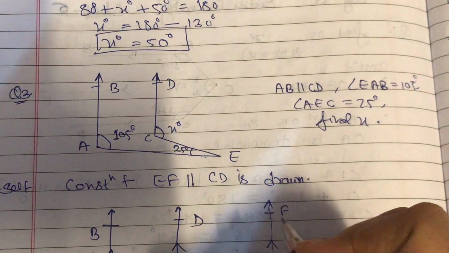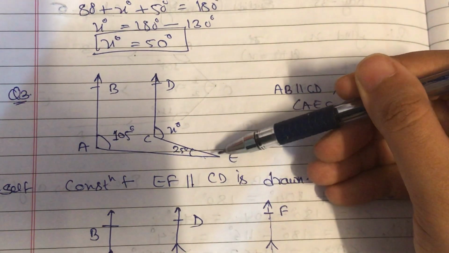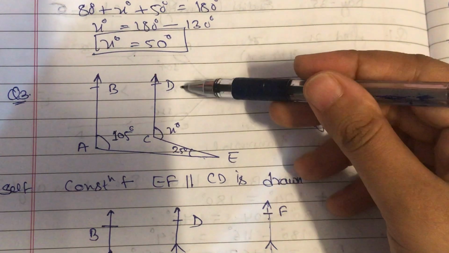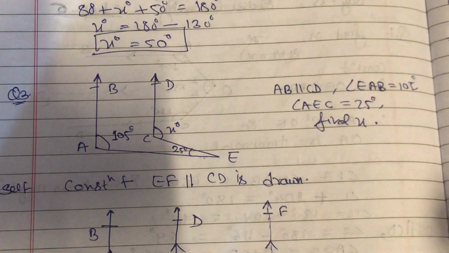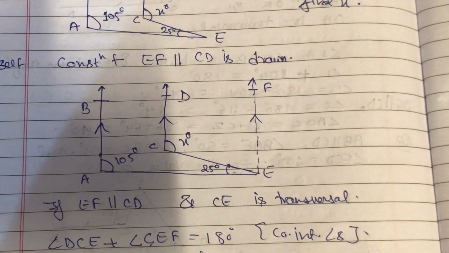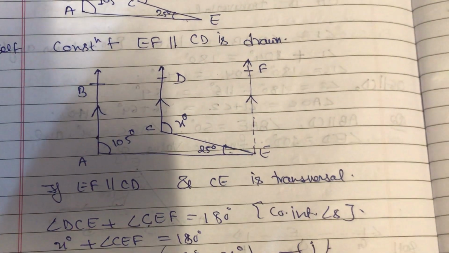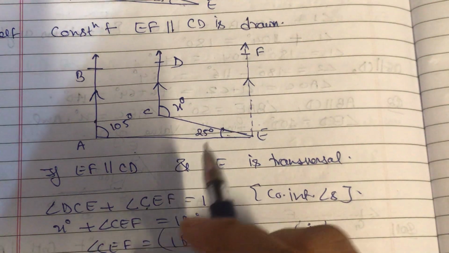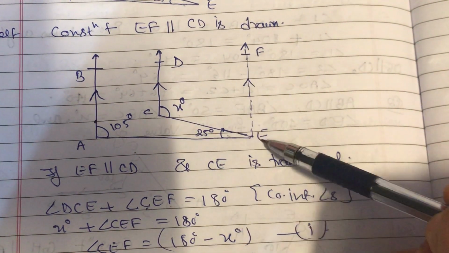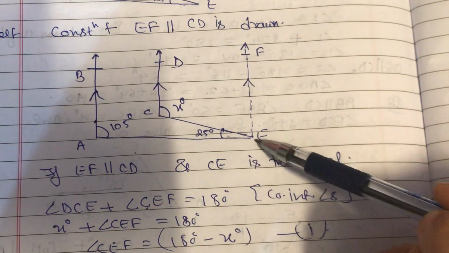What I'll do is draw another parallel line from E, which is parallel to CD. So it is parallel to AB also, right? See the construction I have made over here. Now one more thing: if this is parallel to this, then angle DCE, this is parallel to this and this is a transversal, right?